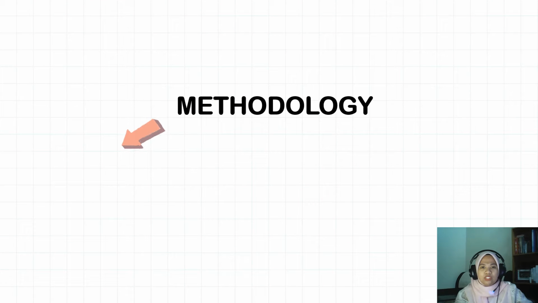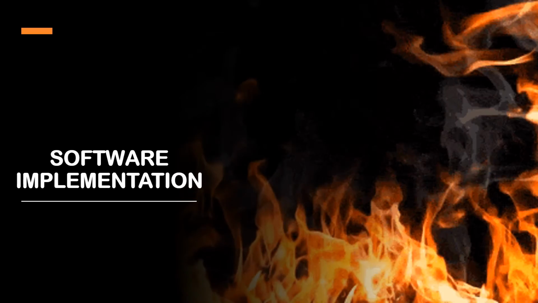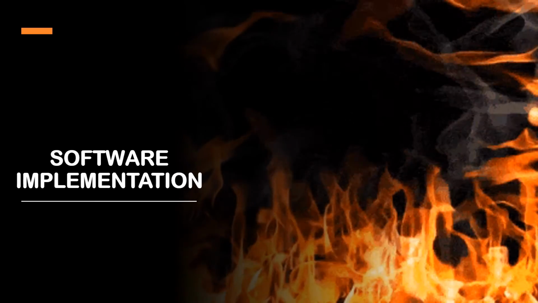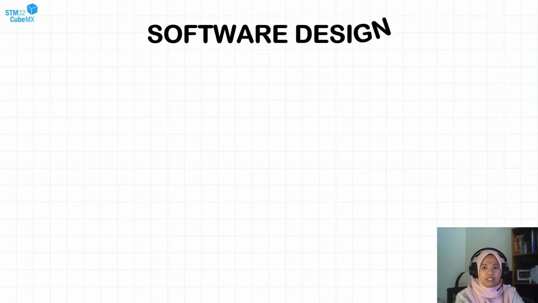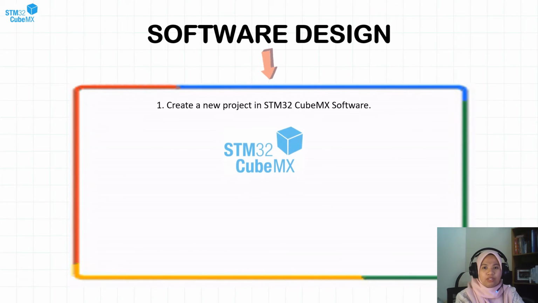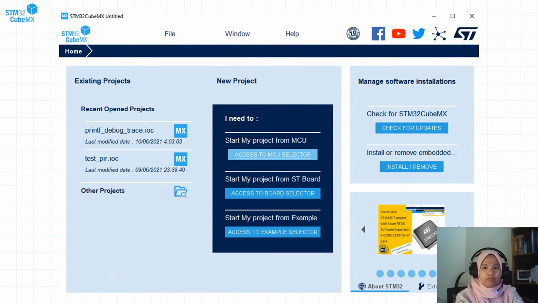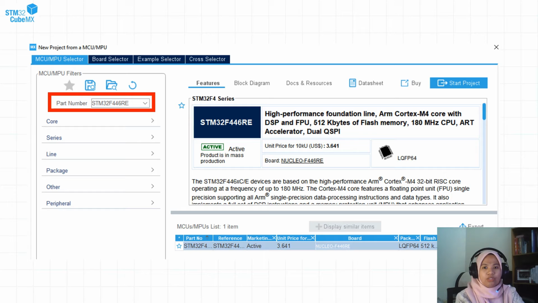The methodology of this project consists of two parts, which are software design and hardware design. These are the steps for software design. First, we create a new project in STM32CubeMX software. Choose Access to MCU Selector to choose the STM32F446RE board and click Start Project.